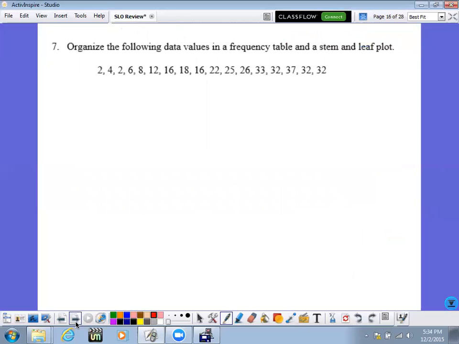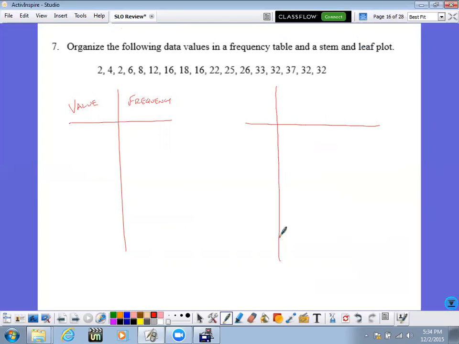All right, the next one, frequency tables, stem and leaf plots. Remember frequency tables? We had a value and a frequency, or how often something happened. Stem and leaf, remember we had a stem and leaves. So we'll do the frequency table first. The smallest number I see is a 2, so a 2 happens, and it happens 1, 2 times.